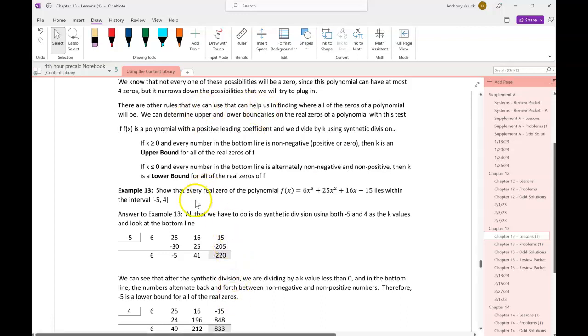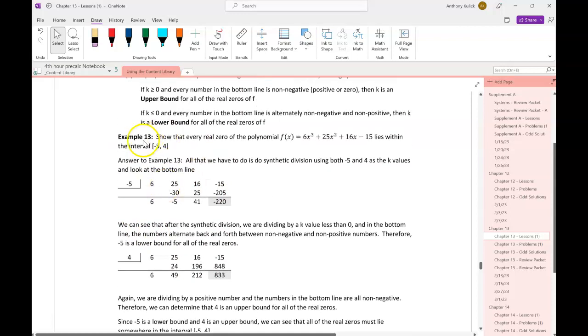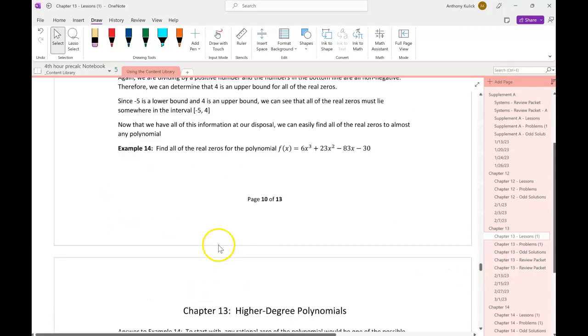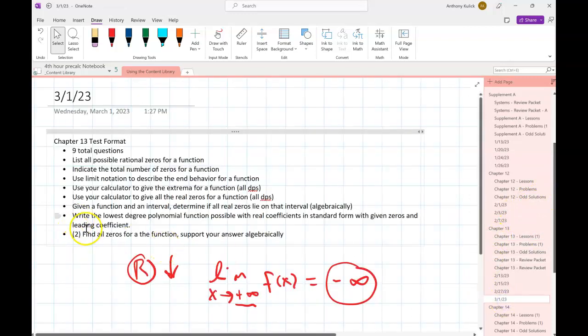So if you didn't remember how to do that or what those rules were, those rules I would definitely want to put on my note card because it's very easy to mix those up. And if you don't remember exactly how to do that, an example like 13 here would be a good one to have. And this is, what is this, page 10 of the lessons, if you're looking at.